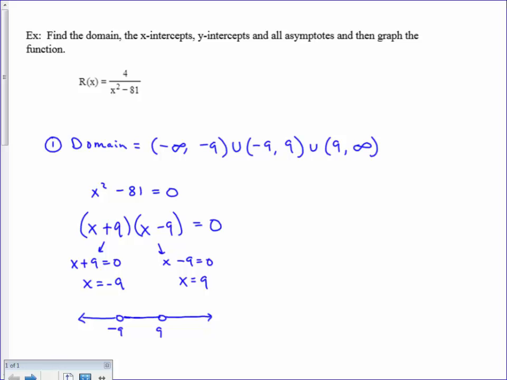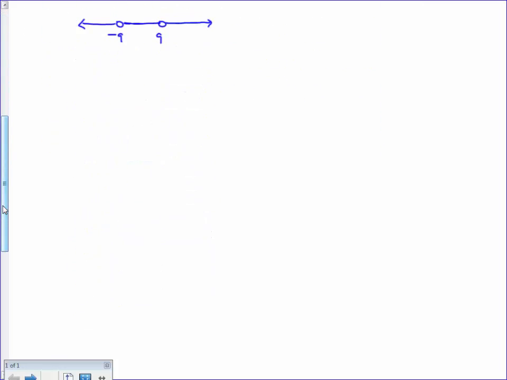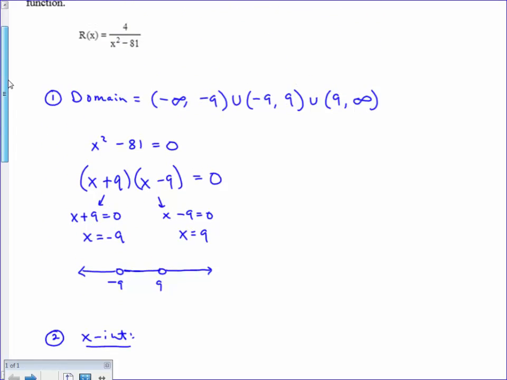The second step is to find the x-intercepts. x-intercepts are found by factoring your original function and then setting the numerator equal to 0. On this one, the numerator can't be factored. We actually just factored the denominator to find the domain. We notice that by rewriting, none of the factors cancel.